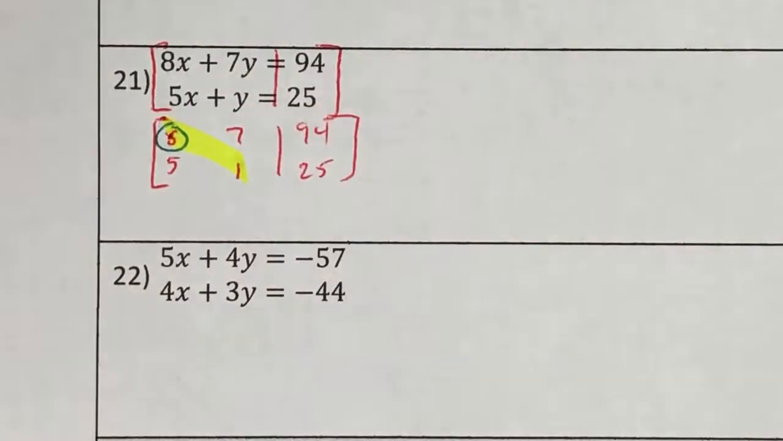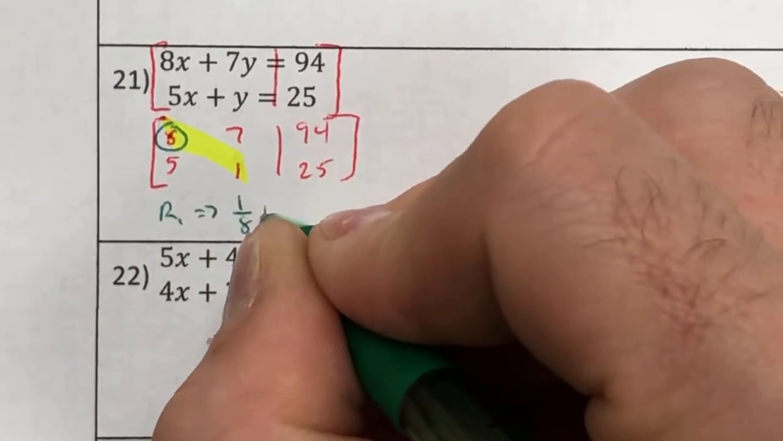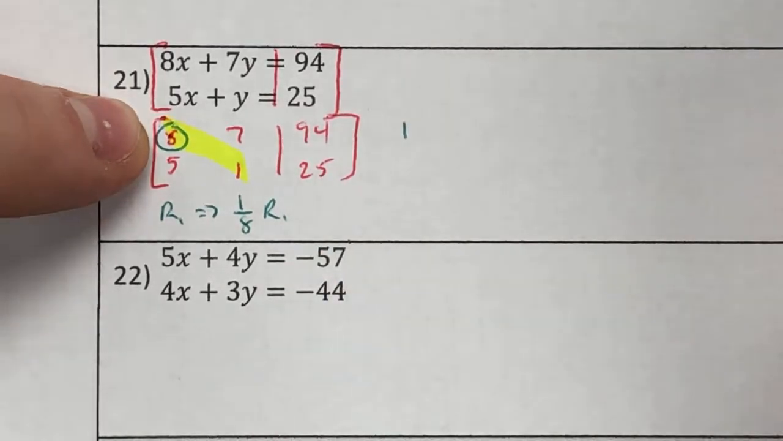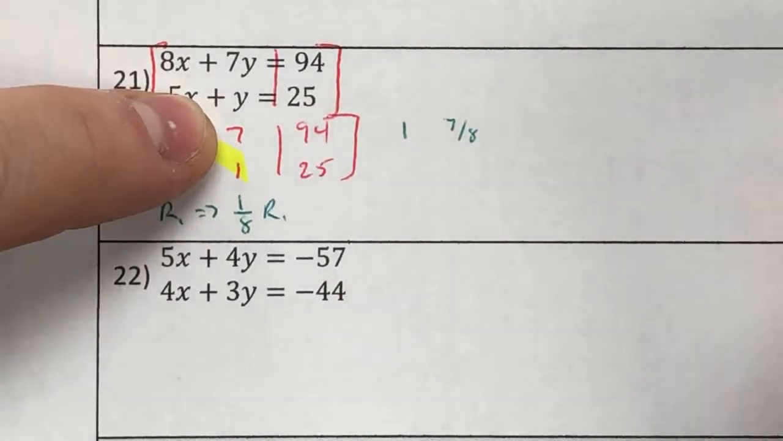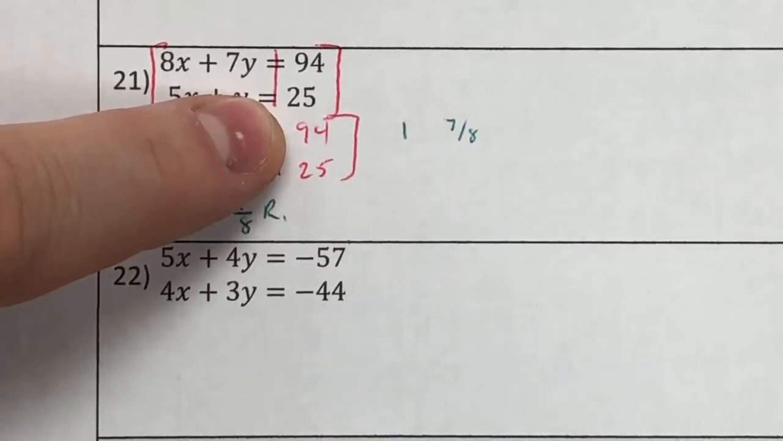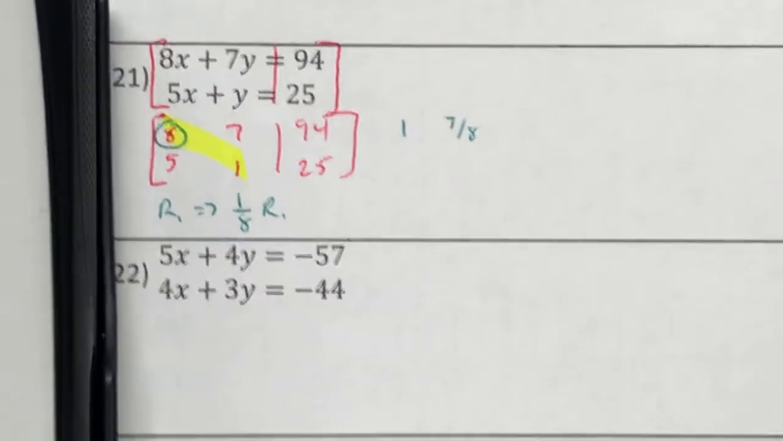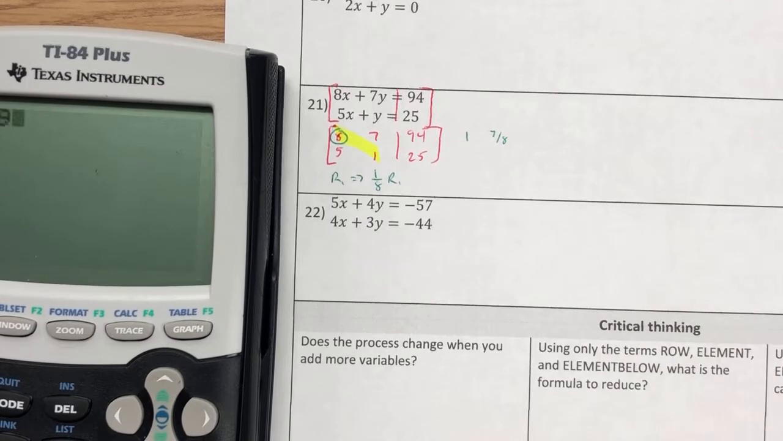I'm addressing the 8 first, which means for row 1, the reciprocal of 8 is 1/8 of row 1. 1/8 of 8 is 1. 1/8 of 7, we get our first, not quite hiccup, but it's going to be 7/8. And then 1/8 of 94. Well, let's see, 94, we're going to kind of cheat here, and we're going to reduce this fraction as best we can. Is 4/47.